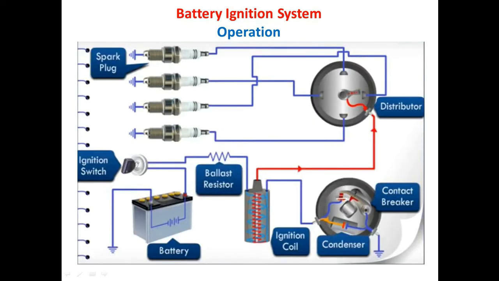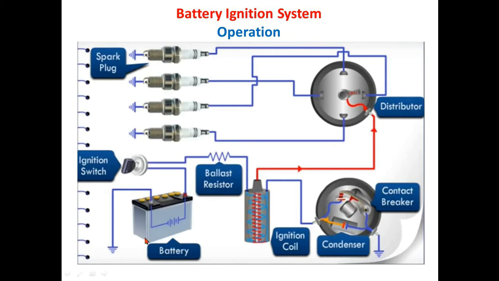Now we will see how the battery ignition system works. As you can see in the schematic, we have a battery, ignition switch, a ballast resistor, followed by the ignition coil, then a contact breaker and the condenser, or you can say capacitor. Then we have a distributor with its rotor arm, and at the end we have the spark plug. These basic components with their connections are shown in this circuit diagram. Now let's see how it will be operated.